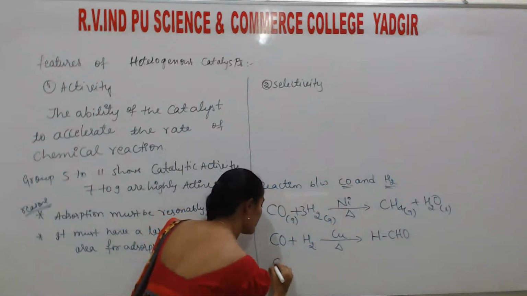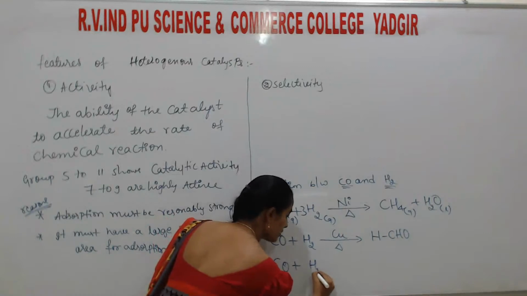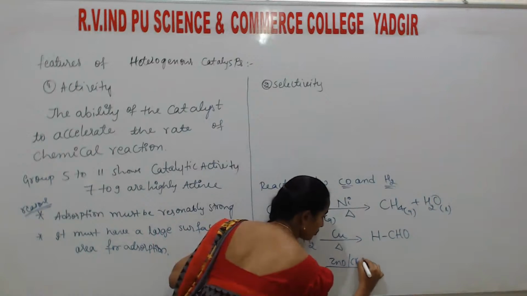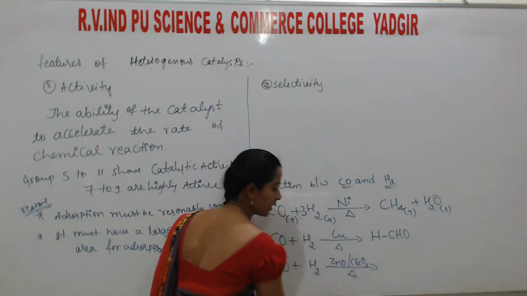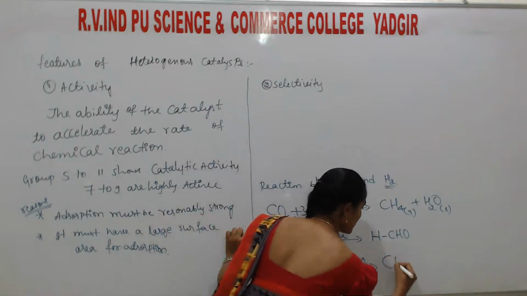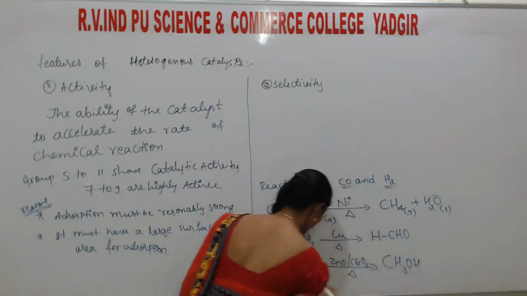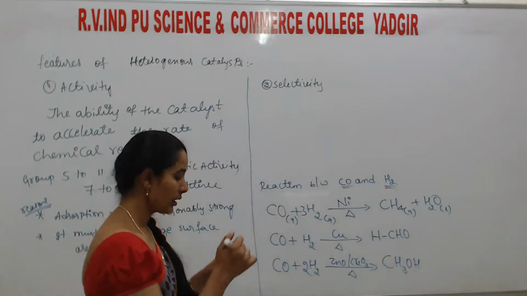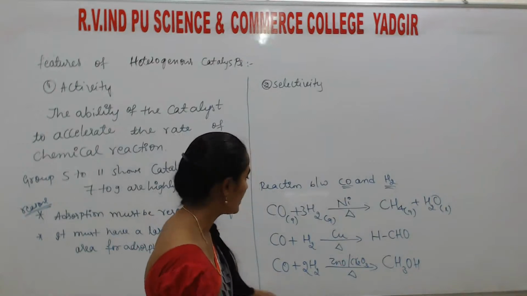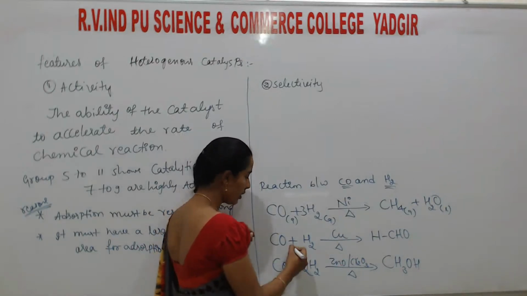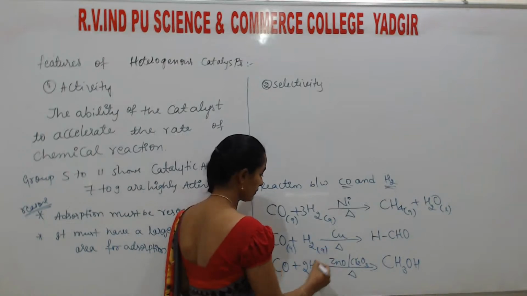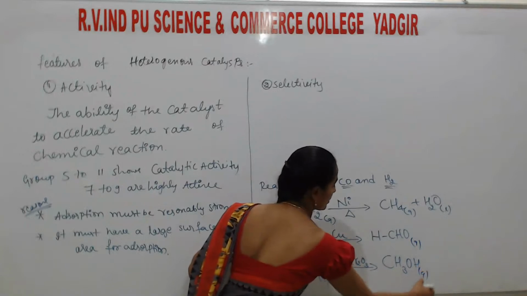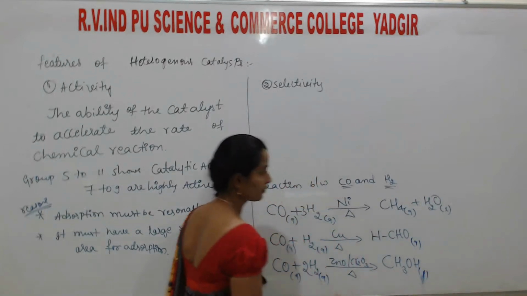Understand? Same, if CO is treated with H2 in presence of ZnO or Cr2O3 and it is heated, then it forms CH3OH. This is 2 times. Okay, so students, what is the conclusion we draw from these three reactions? The reactants are CO and H2 only, and all are gaseous only. All are gases only. This is also gas, this is liquid.